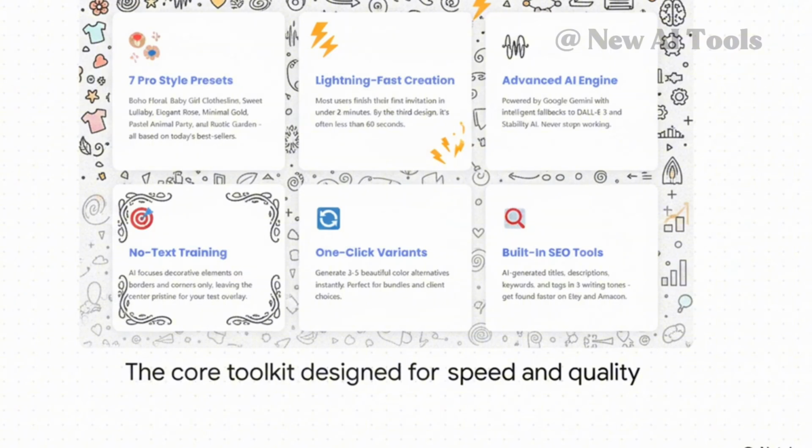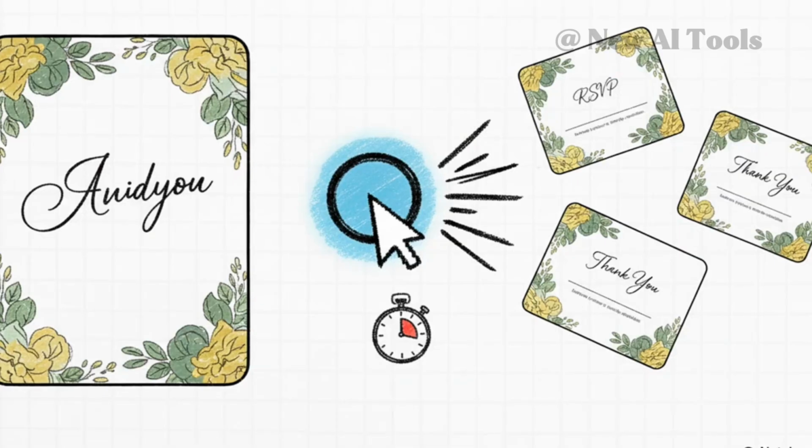But I want to zero in on 2 things in particular that are honestly absolute game changers for anyone selling digital products online. First up is this one-click variants feature. You know that grind of creating the matching thank you card, the details card, the RSVP card? It's so tedious. Well, here, you click one button and the AI just does it for you, generating a whole set of perfectly coordinated cards. You can create a high-value product bundle for your shop in literal seconds.